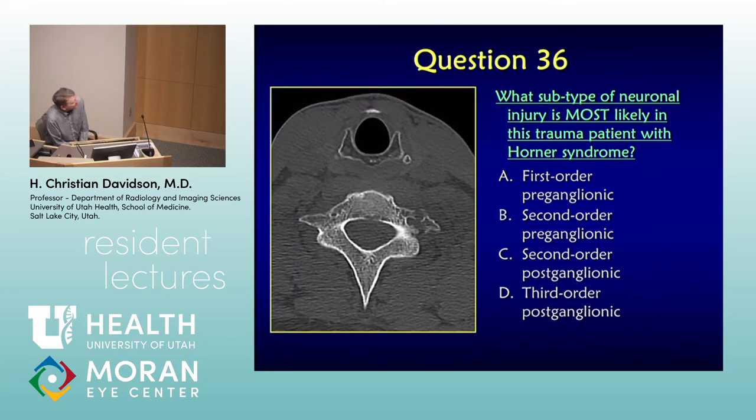I think this is the last one. It's a CT image. What subtype of neuronal injury is most likely in this trauma patient who presents with Horner syndrome? First order preganglionic, second order preganglionic, second order postganglionic, third order postganglionic.